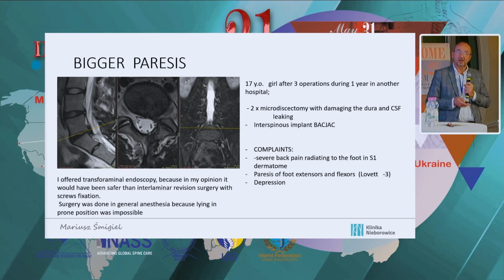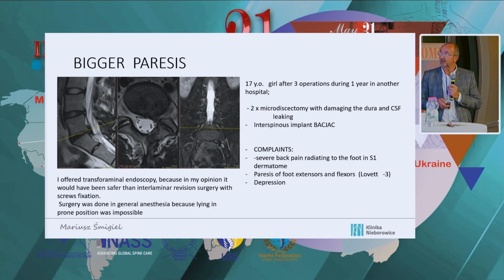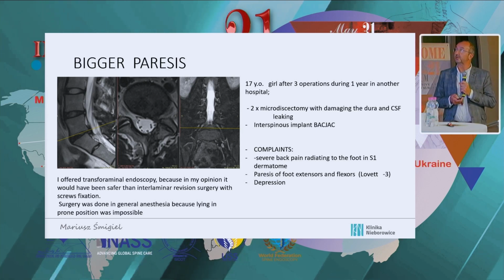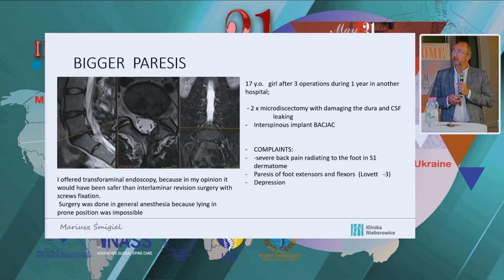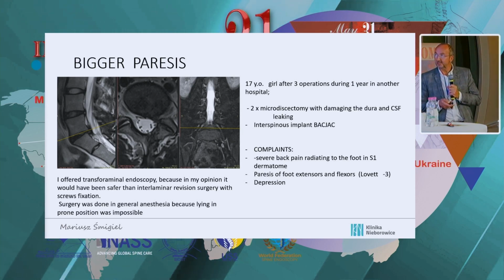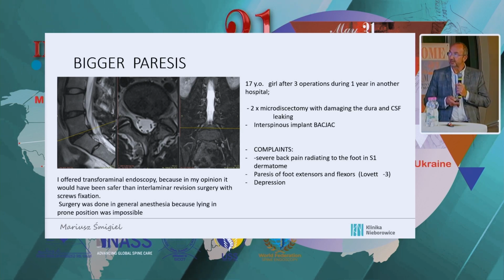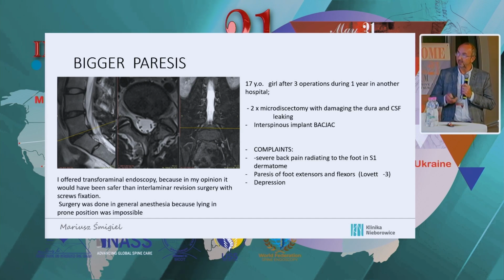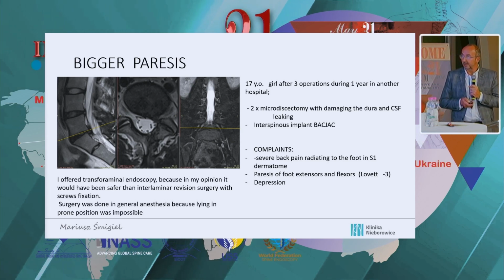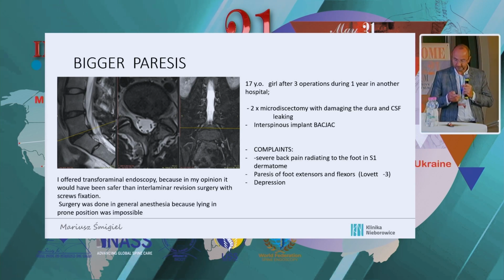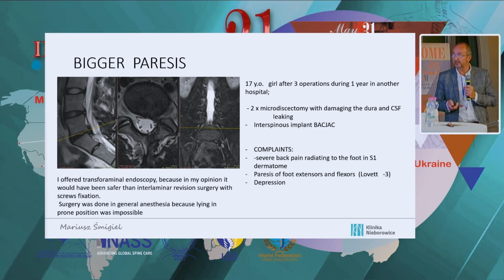And half a year ago, I had a young girl, 17 years old, after 3 operations during 1 year in another hospital: twice microdiscectomy with damaging of the dura, with paresis, and the last operation was a Back Jack interspinous implant. And this is the MRI before surgery. I offered her endoscopy to remove herniation.